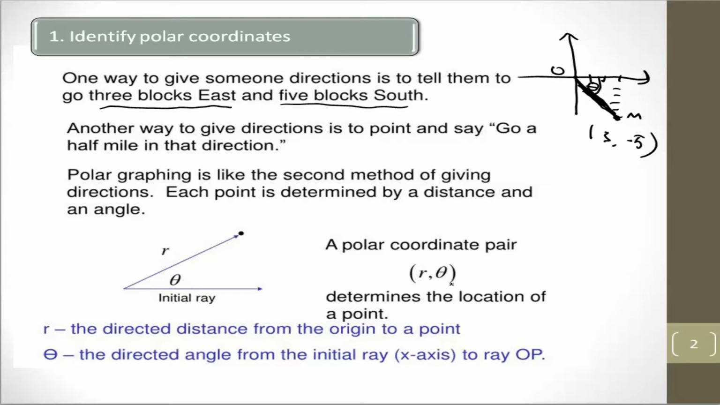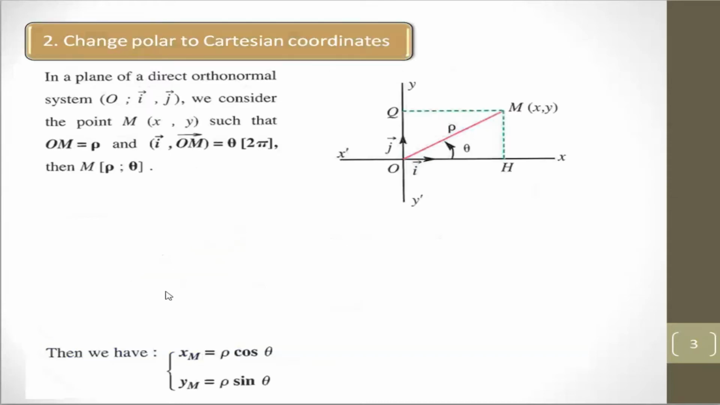So in polar coordinates I need OM, which is the radius, and the angle. If I give you the radius and the angle, you can know the location of the point M on the xy plane. Let's take an example. In the direct orthogonal plane OIJ, we consider the point M(x, y). This is the point M.